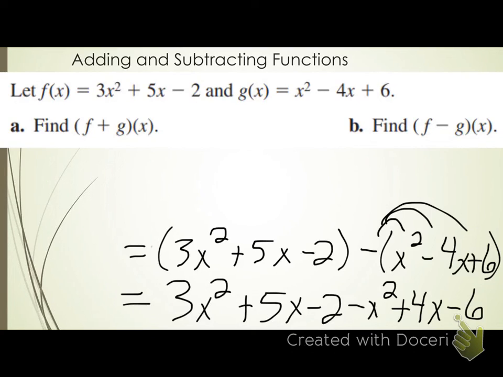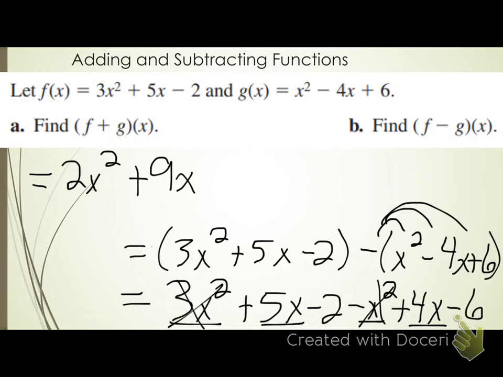What am I able to do after I distribute that negative? Yeah, now I can start combining like terms. So I got 3x squared minus x squared, which would give me 2x squared. I'm done with those two terms. I've got a 5x plus 4x. What does that give me? 9x. I'm done with those two terms. Got a negative 2 minus 6, which gives me negative 8.